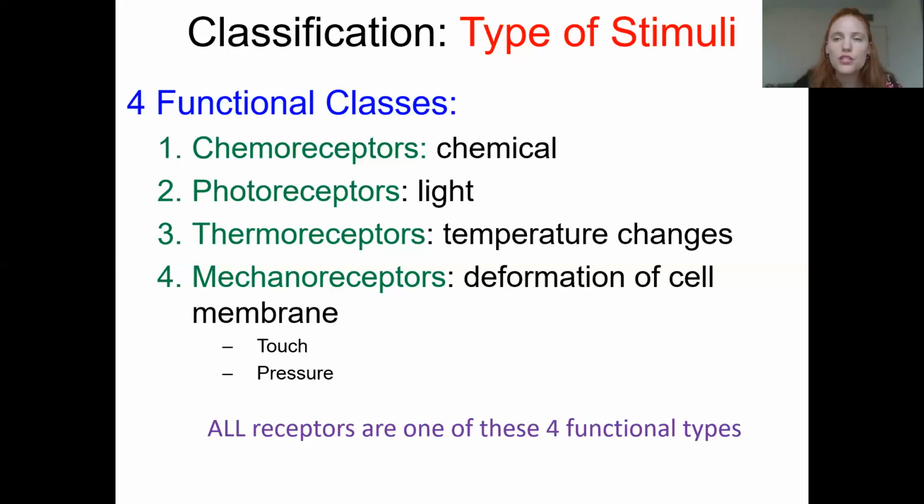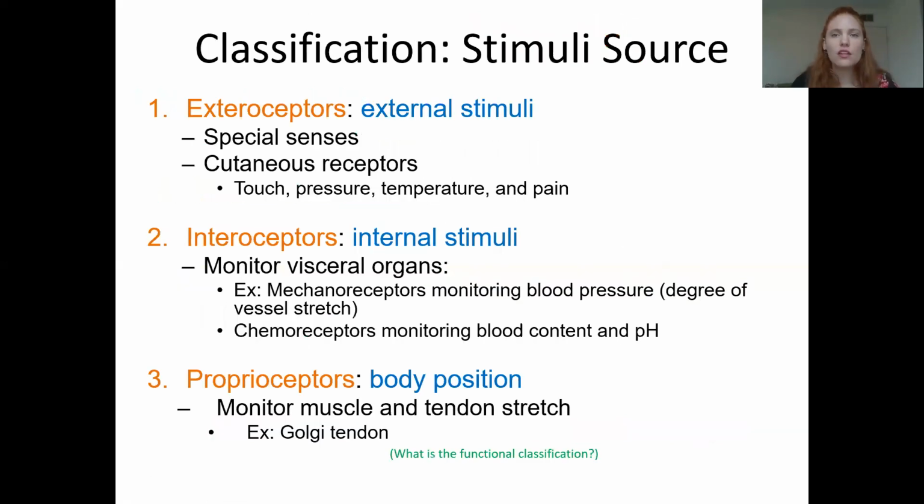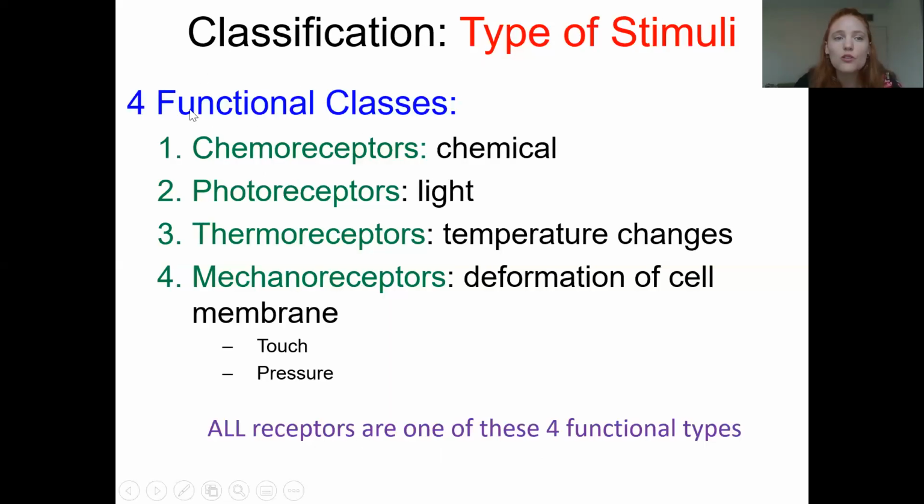Okay, so please note that this way to classify it is much more narrow than the classification based on source. Those are very, very broad. So for example, the exteroceptors are going to include all 4 of these inside of exteroceptors. So exteroceptors is by far the broadest way to classify it. Okay.